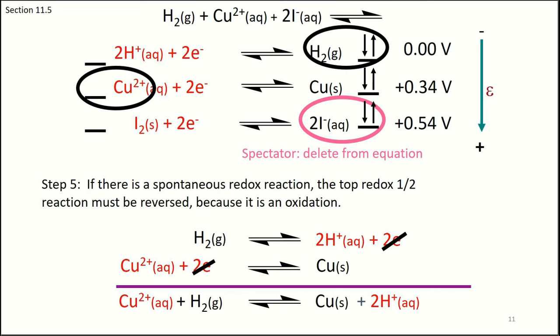So I will write my net reaction as copper 2+ aqueous ion plus hydrogen gas, producing copper solid and aqueous hydrogen ions.